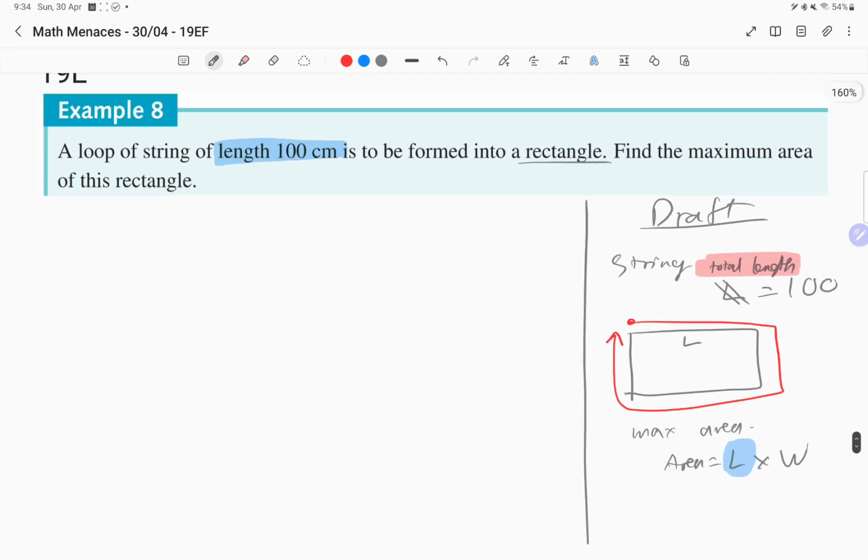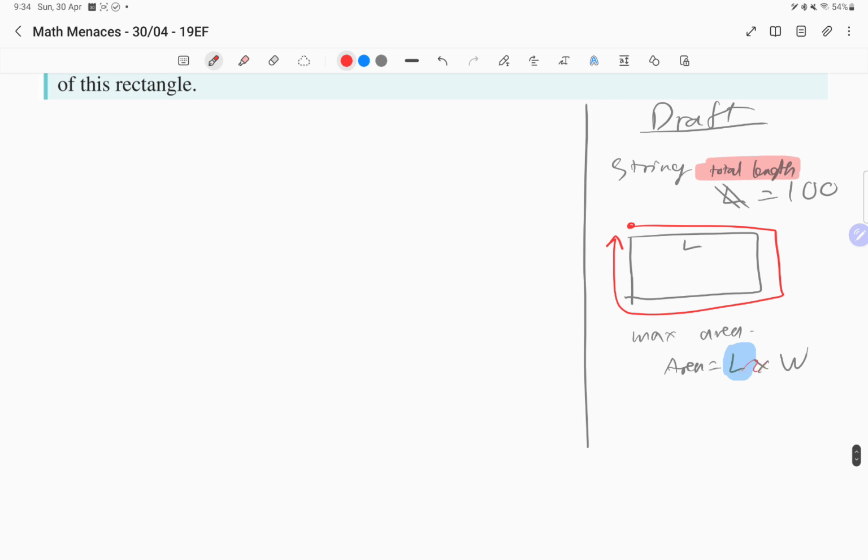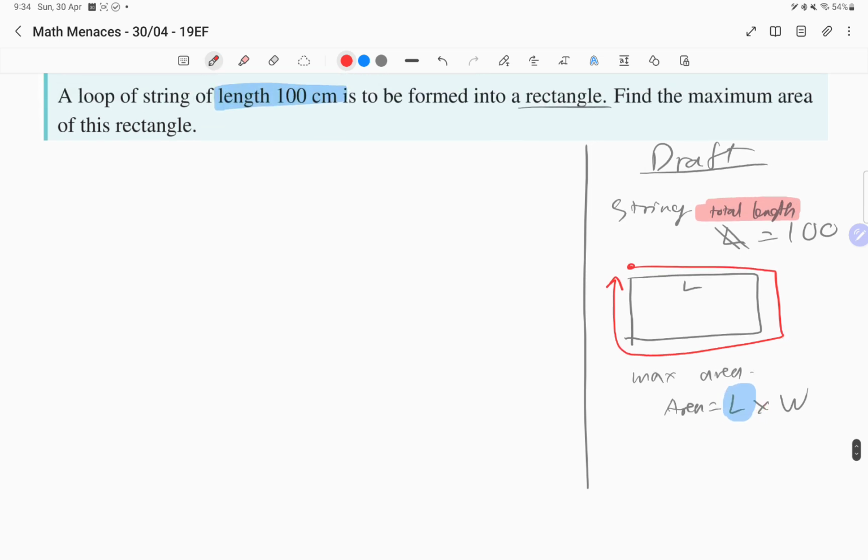Now let's see. In order to solve it, I would need to form one equation, right? And in order to solve an equation, I would need to have just one variable. So yes, Charlie, you're right, you would want to write the width in terms of the length. So what do we know about the total length? Total length is 100. That means the perimeter is 100, right?